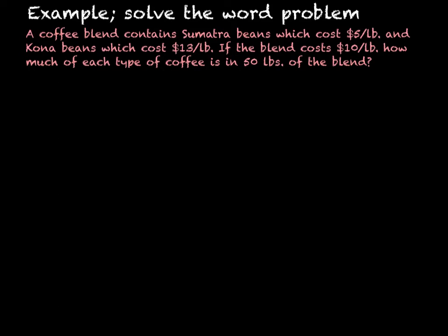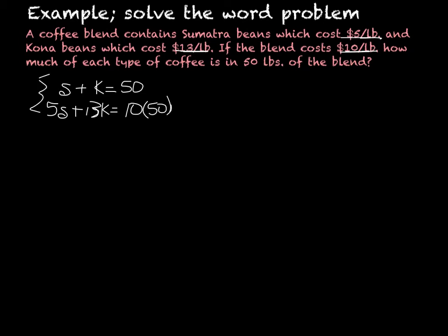So total, we need Sumatra beans and Kona beans, which are 50 pounds. There are 50 pounds total. So that's my first equation. My second equation will have to do with the cost, because that's the other bit of information that we have. Cost of each individual type and the cost we want of the total. So $5 for Sumatra beans plus $13 for Kona beans equals $10 for the total of 50 pounds of beans.